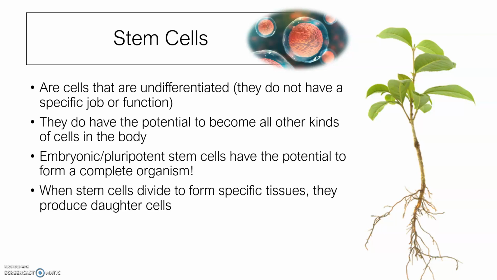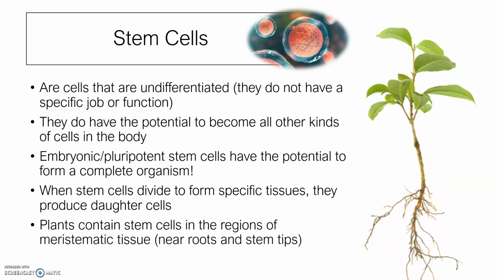So plants basically contain stem cells in the regions of meristematic tissue, which is near the roots and stem tips. Farmers make use of this when they want to propagate plants. They cut the area where the meristematic tissue is present, near the roots and stem tips, and this activates the stem cells, which start growing leaves or whatever is needed to create a whole new plant. That's how plants propagate.